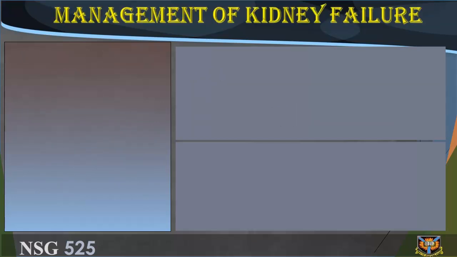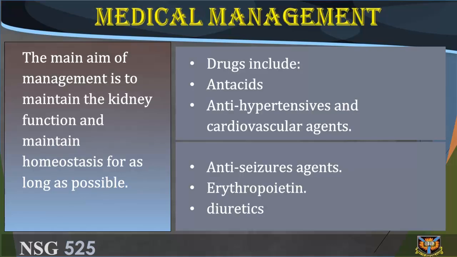3. Management of kidney failure. This will be looked at under medical and nursing, dialysis and surgical kidney transplants. Medical management. The main aim of management is to maintain the kidney function and maintain homeostasis for as long as possible. Drugs include antacids, antihypertensive and cardiovascular agents, anti-seizure agents, erythropoietin, and diuretics.